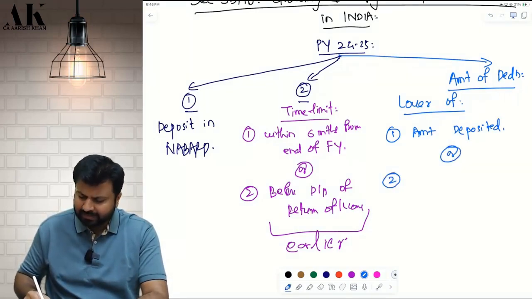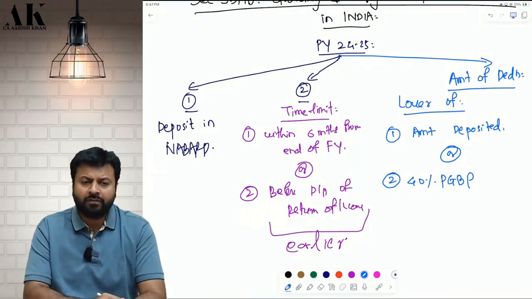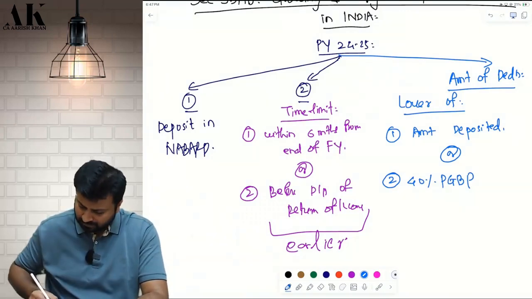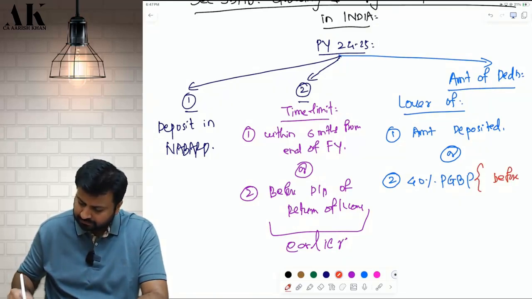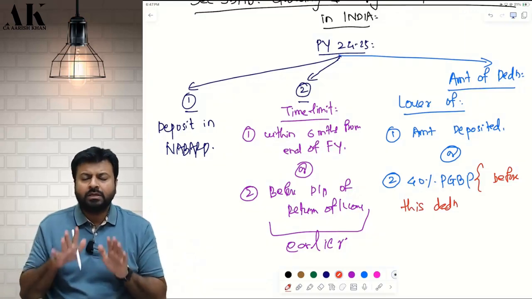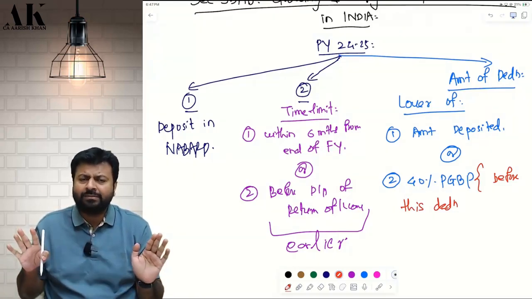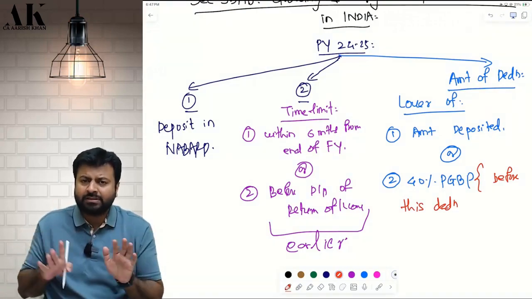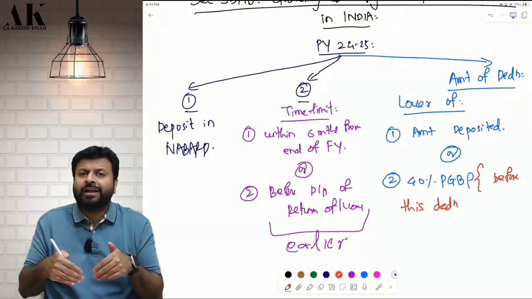Point number 1. Compare that with 40% of profits and gains from business and profession, 40% of your PGBP income. Now this PGBP income which you will compute has to be before this deduction, obviously. You should compute PGBP as per the normal provisions of the income tax law, add and less all the items. But obviously before this deduction, because this is what we are trying to identify.